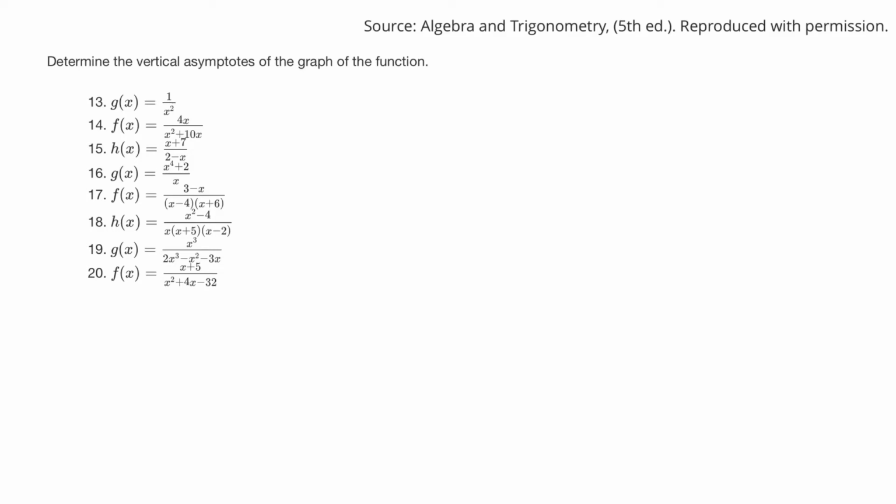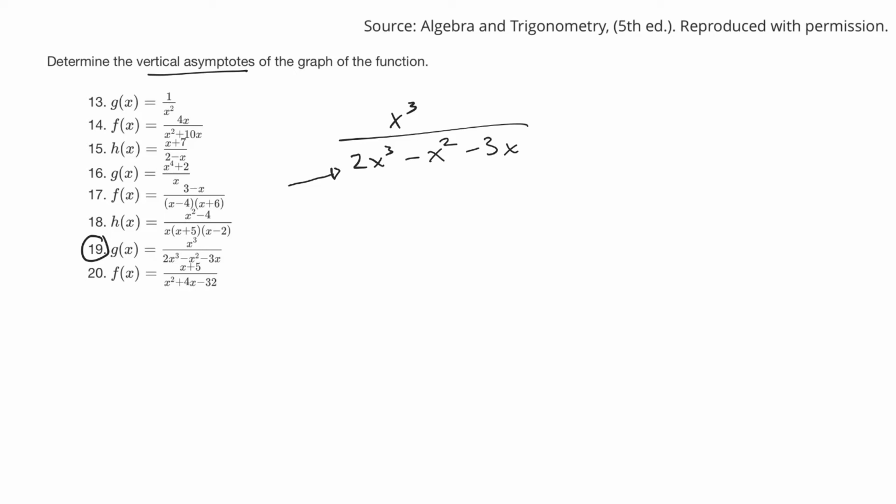In this question, we're asked to find the vertical asymptotes of the graph of a function. Let's do number 19. So I have x cubed over 2x cubed minus x squared minus 3x. To find vertical asymptotes, I'm looking for values of x down here that are not part of the domain because it's at that point where there's an asymptote.